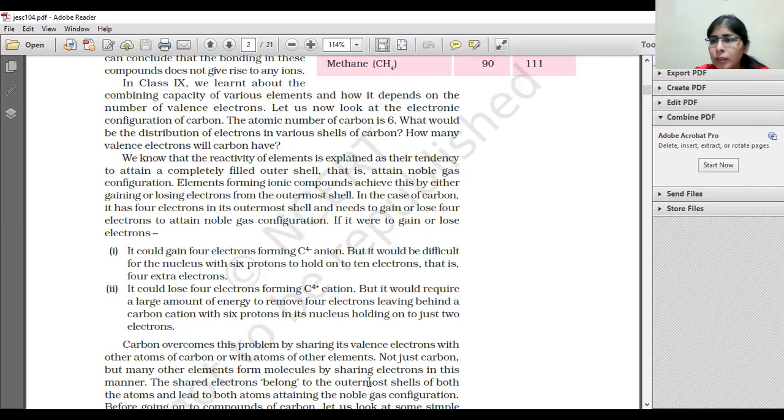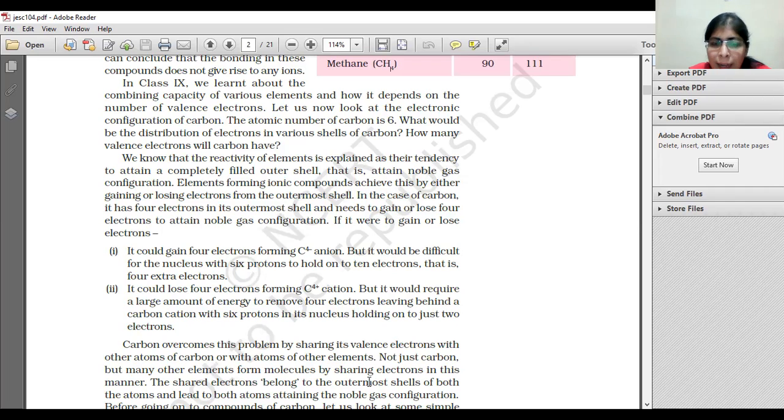But in the case of covalent bonding, the sharing of electrons is done. So when the sharing is done, it is not that strong a bond. It is like this in ionic bonding, and in covalent bonding it is like this. So it can be easily broken, because it does not have any cation and anion involved.